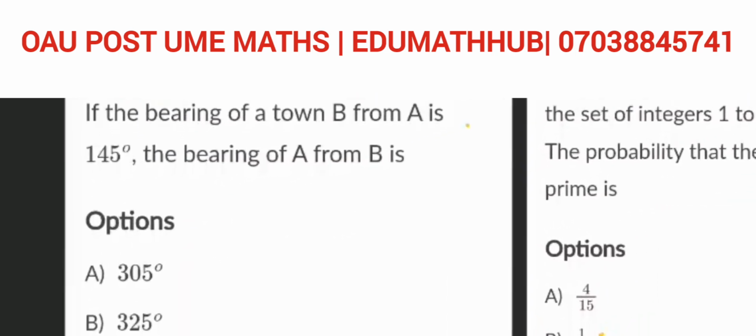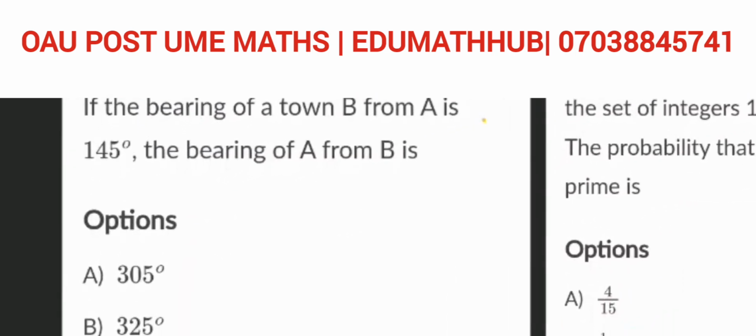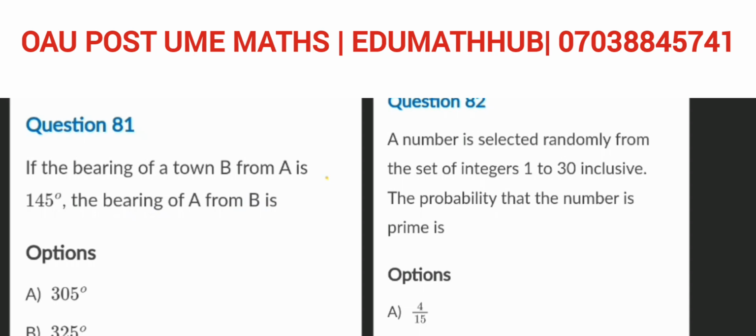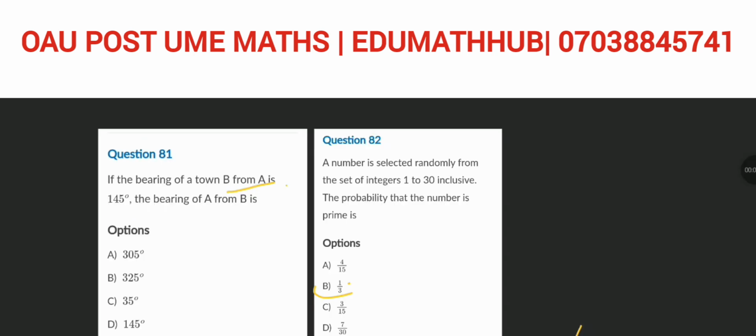So for this next question, if the bearing of B from A is 145 degrees, you have to find the bearing of A from B. So this is a bearing question. Anytime you see a bearing question like this, always start from the part where it says from. The question says from A, so you have to draw A first.